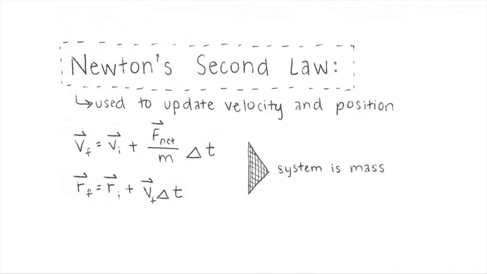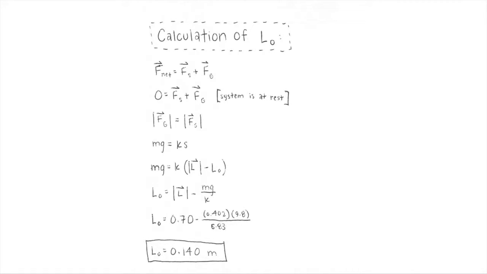Next, I calculated the value of L0. This calculation used Newton's second law. First, I summated the forces on the system. Since the system is at rest, the force of the spring plus the force of gravity equals 0. I set the magnitudes of each equal to each other. I then incorporated Hooke's law, which says that the force of the spring equals Ks, the spring stiffness constant, times s, the displacement of the spring. I solved for L0 and I obtained a value of 0.14 meters.